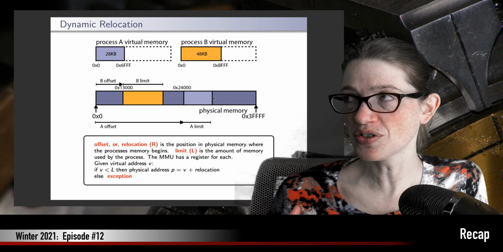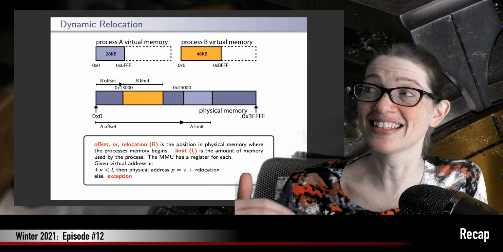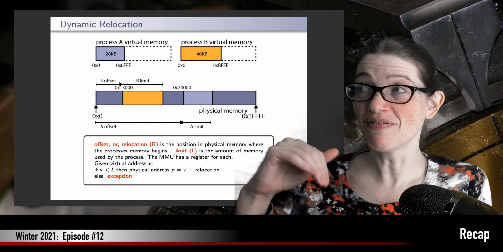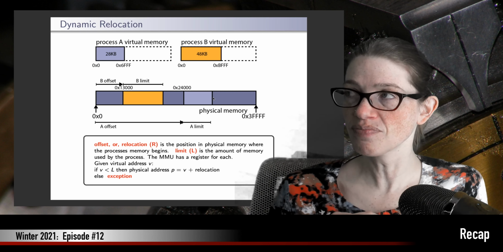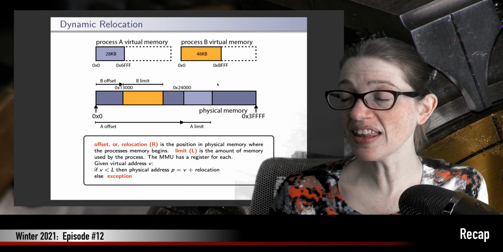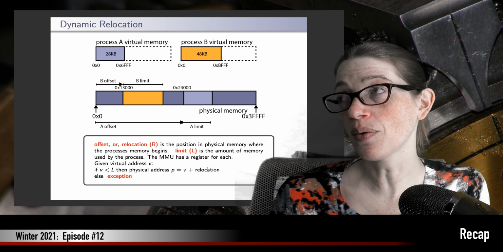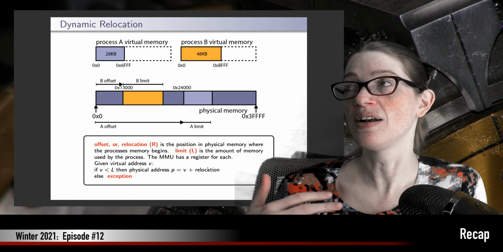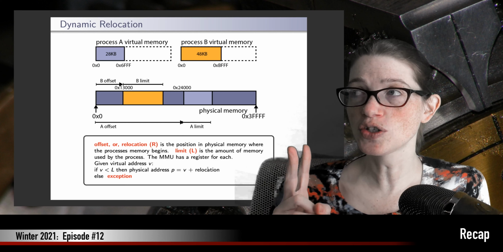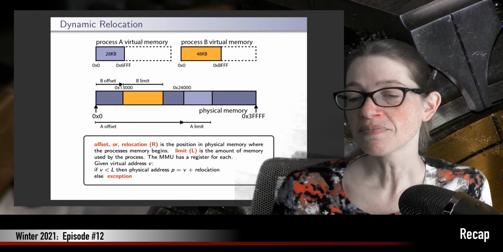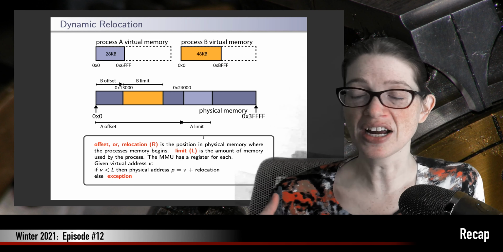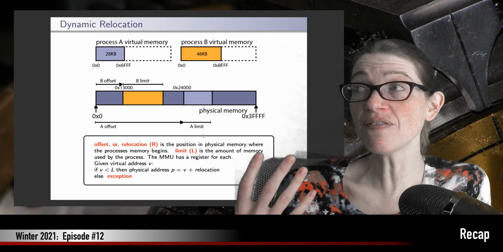And then to do the address translation, you check if the virtual address is less than the limit, because we want to make sure it's a valid address for this address space. And then if it is a valid address, then we simply add the relocation or the offset back to it, and we're done. So 2 integers are stored per process to make this work. And it's just adding and subtracting to translate between the two. So it's very, very efficient.